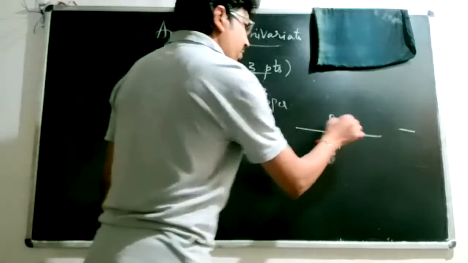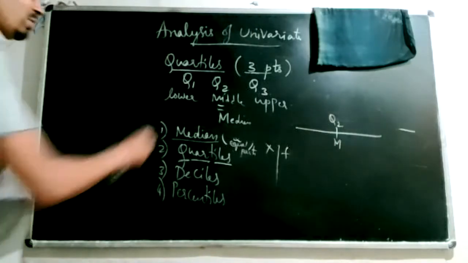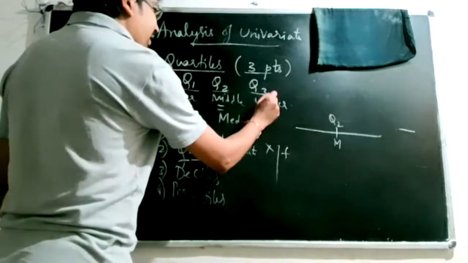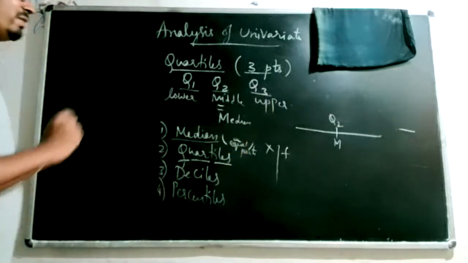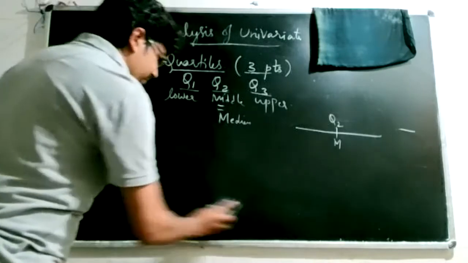Q2 is also the middlemost value of the distribution. So mathematically, the value of Q2 will be the same as the median. So what are we doing here? We are identifying the values of X which are dividing the distribution into 4 equal parts. Let me take an example and make you understand.